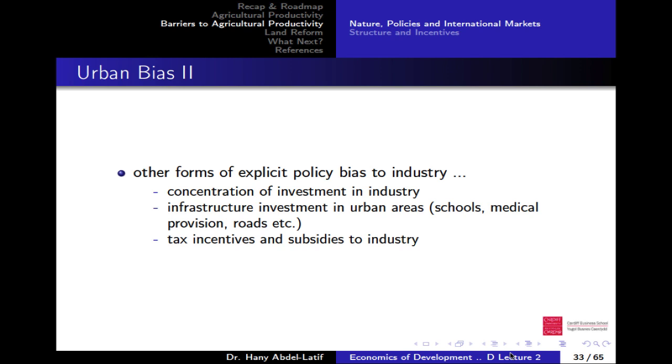But anyway, this is an example of how infrastructure investment is concentrated in cities or around industry, not agriculture. So no roads, no schools, etc. Tax incentives and subsidies to industry, again, come against agriculture.